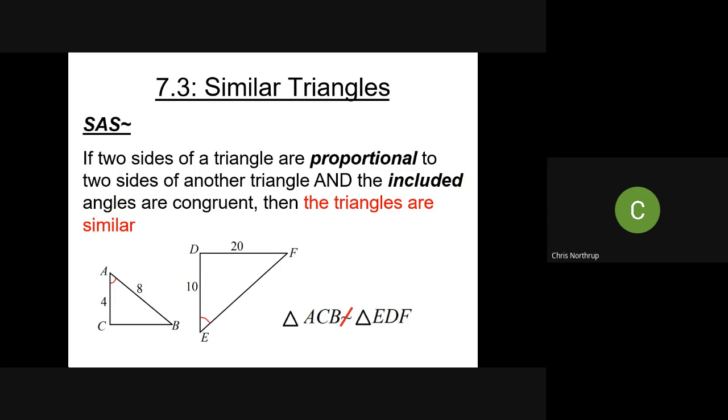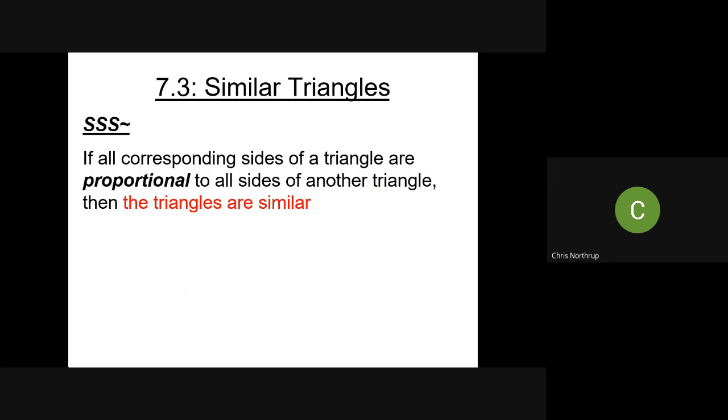in order for us to be able to use side angle side similarity. The last shortcut is side side side similarity. It's basically saying we don't need any angles as long as we know that all three sides are proportional to all three other sides. If we have that, then we can say that the triangles are similar. So for example, if I look at ACB and EDF, if I compare small to small, big to big, medium to medium, if I get the same ratio every single time, then those are going to be similar triangles.